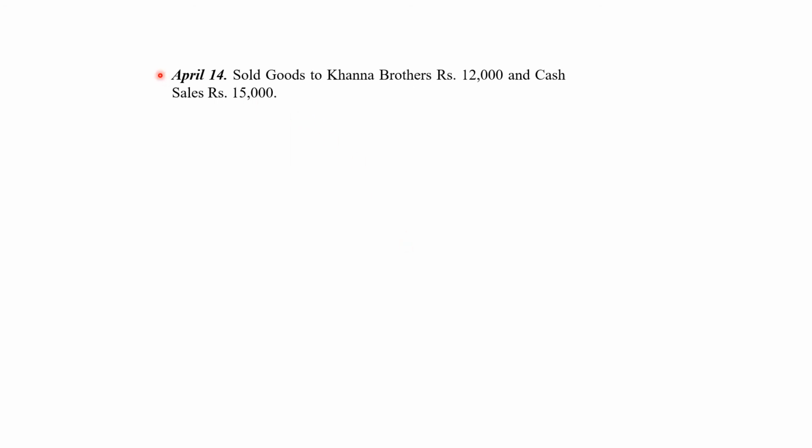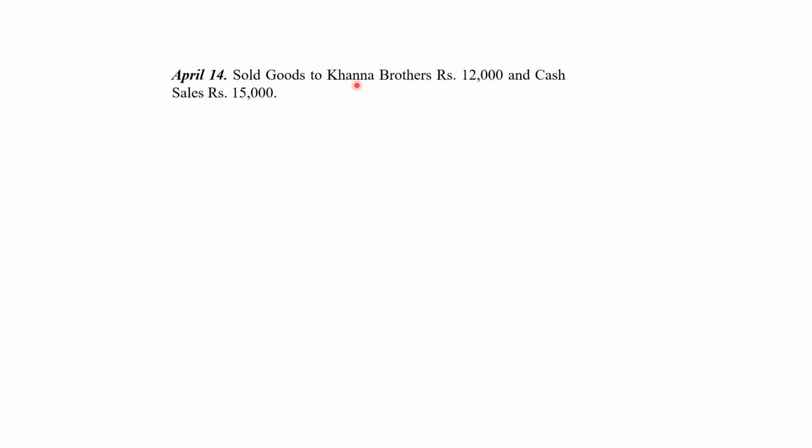So here on 14th of April we have a new transaction. We have sales happening, sold goods. So you have a sales account, that's a nominal account. So goods sales is always an income, so it is to be credited, right? And so you have goods are sold to Khanna Brothers. Now Khanna Brothers have picked up goods worth rupees 12,000, and also we have cash sales separate for 15,000.